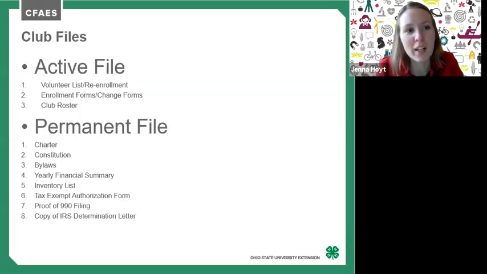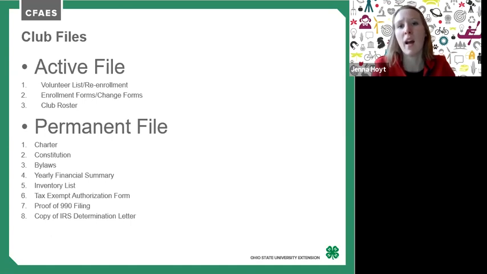All right, so to get started, we want to talk about club file management and some important things that you should have in both your active and permanent files. So your active file are things that might change on a year-to-year basis, and your permanent file are things that you need to be keeping and maintaining. And all of these things could be kept in a box or a file folder system, or also in a notebook to help keep you organized.